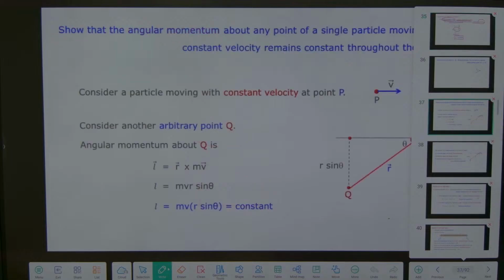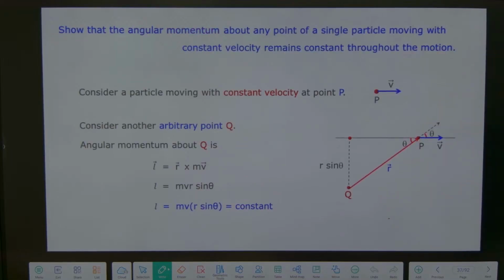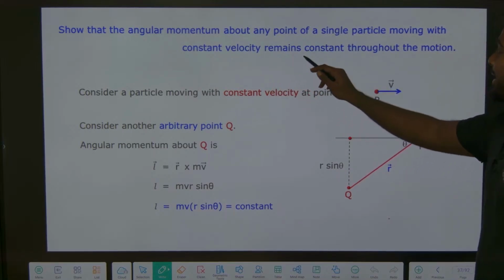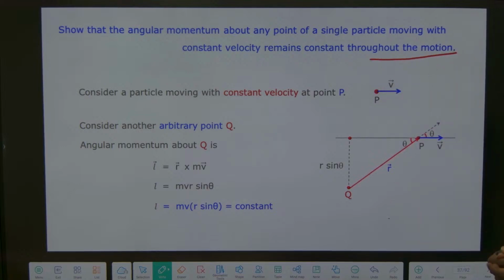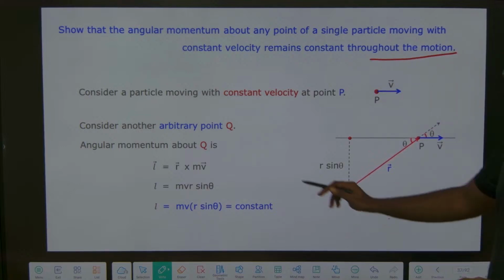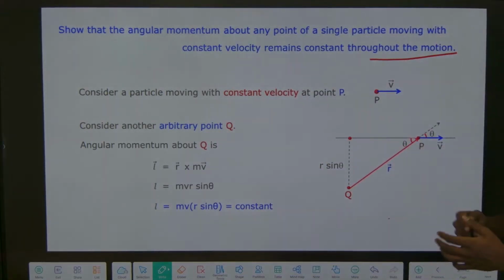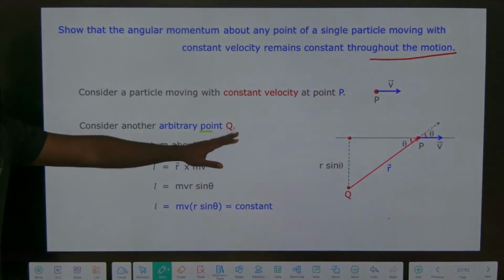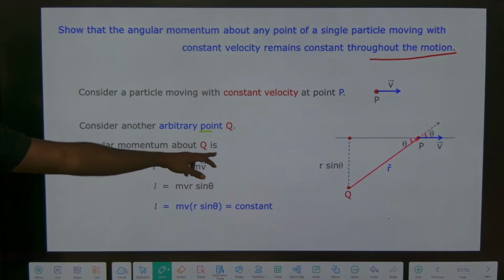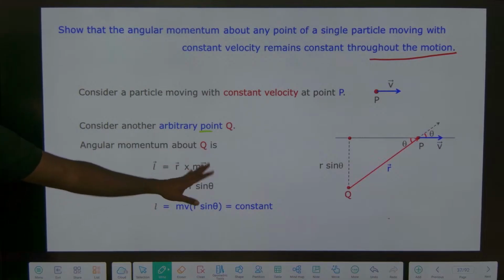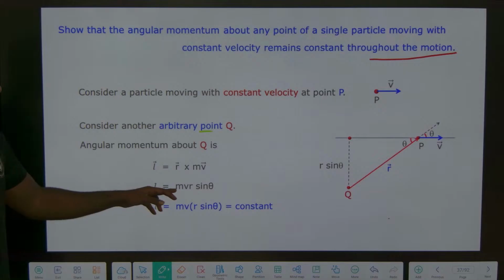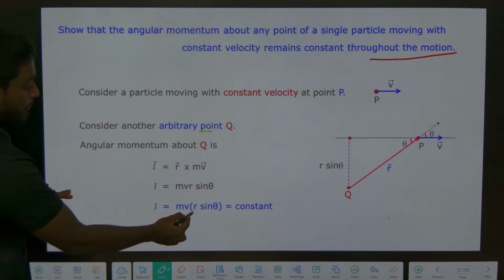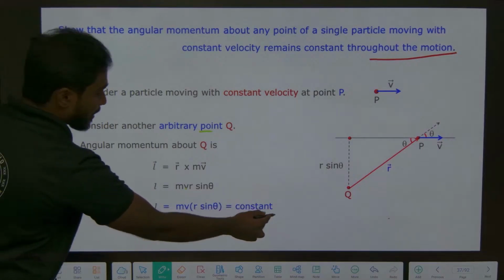Here is the question. Show that the angular momentum about any point of a single particle moving with a constant velocity remains constant throughout the motion. For that we will consider a particle moving with a constant velocity at point P. Consider another arbitrary point which is Q. So angular momentum about Q is L equals r cross mv. So L is equal to mvr sin theta, which is always constant.